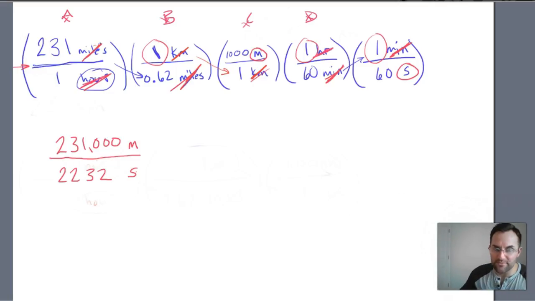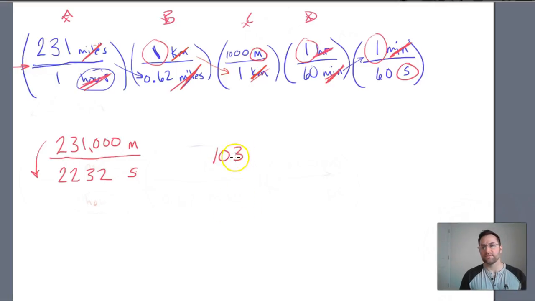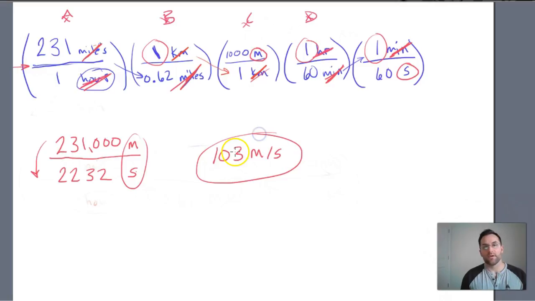That's not very palatable, not very easy to say, so it's not really the best way to turn that in. So we're going to go ahead and carry out that division, right? So 231,000 divided by 2232. And that comes out to 103, I think, 0.46, something like that. We're just going to round it to 103. 103 what? Meters per second. So we went ahead and we converted 231 miles per hour to 103 meters per second. So we put it in proper SI format, right? We used the proper SI notation.